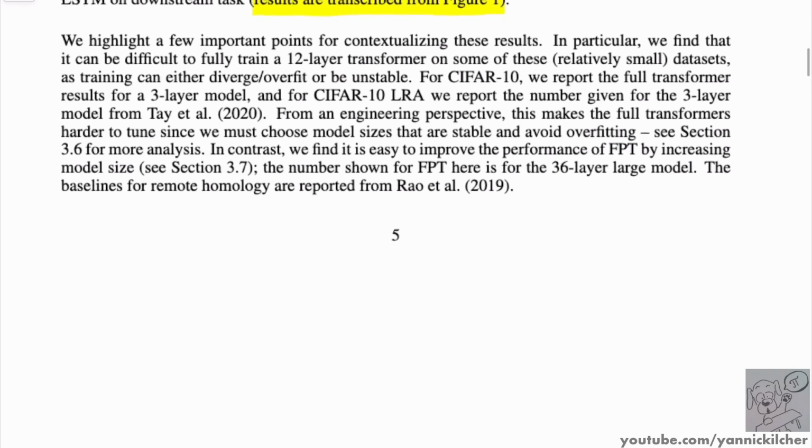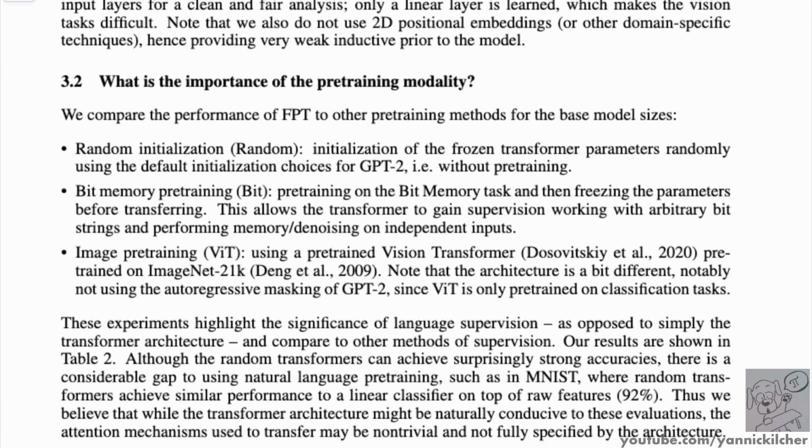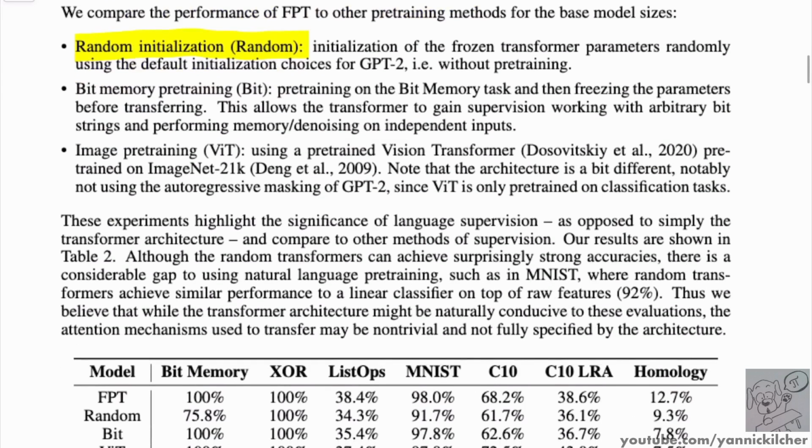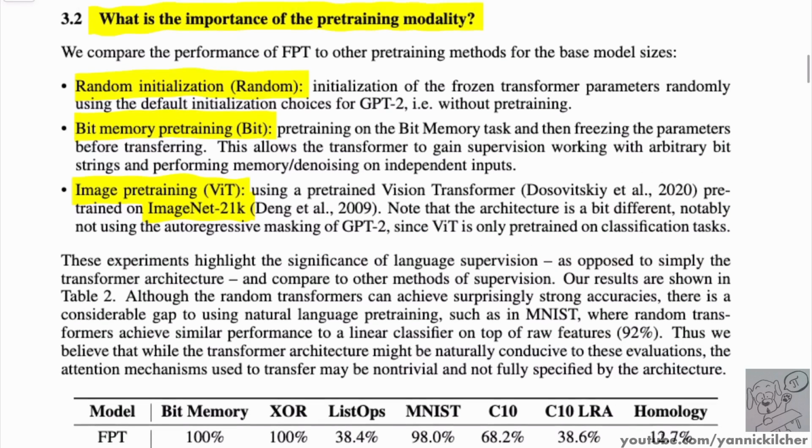The second one: what is the importance of the pre-training modality? So here, they're going to compare what if we just randomly initialize a transformer and then we freeze the same layers, but they're not trained, they're randomly initialized. Or we pre-train it on this bit memory task, so it's just this one task. Or we pre-train it on ImageNet 21K. In fact, we pre-train instead of on language, on images. Or we pre-train on language. This FPT is pre-trained on language. Which one is going to be the best?